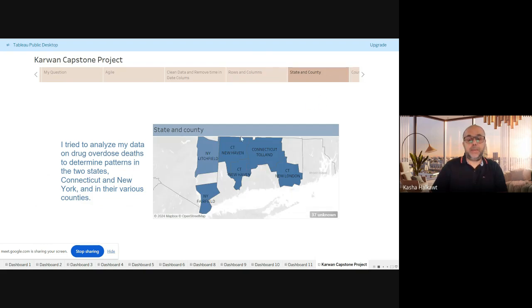Next slide is the map. It shows where I have data here in Connecticut and New York. I try to analyze my data on drug overdose deaths to determine pattern in the two states, Connecticut and New York, and their various counties. I have some counties right here: New London, New Haven, Litchfield, Fairfield in New York.